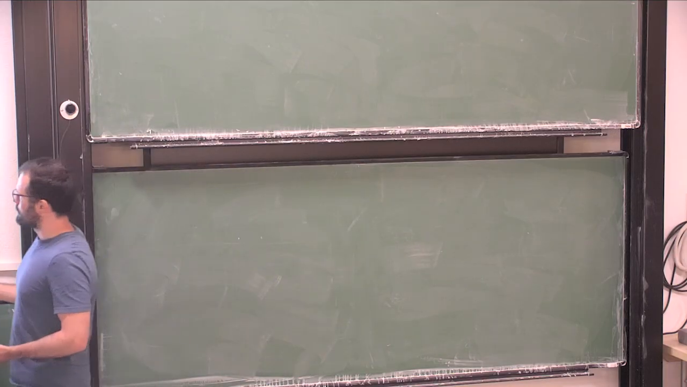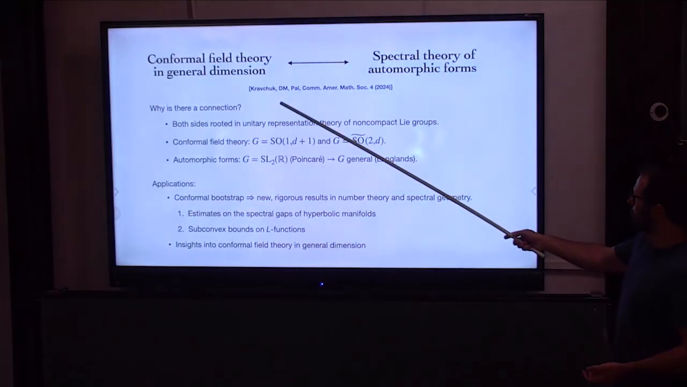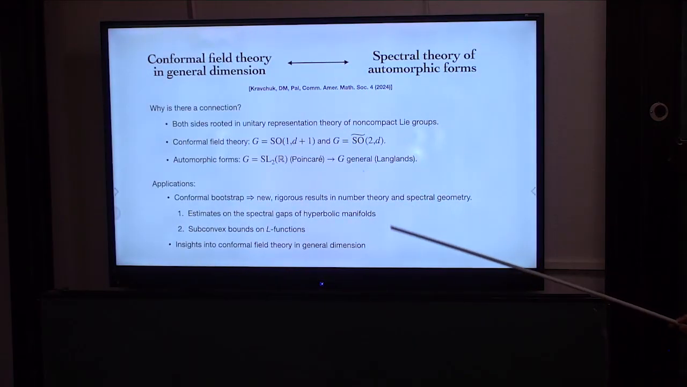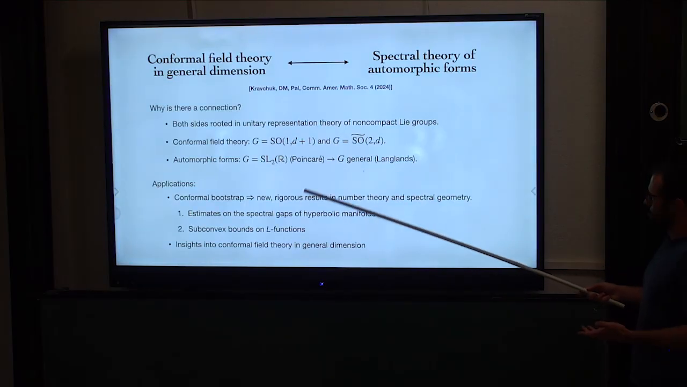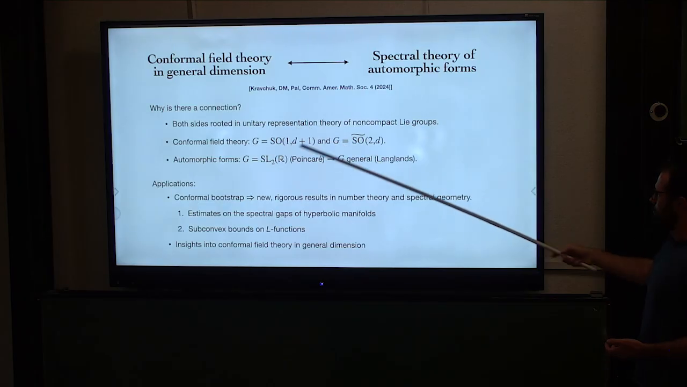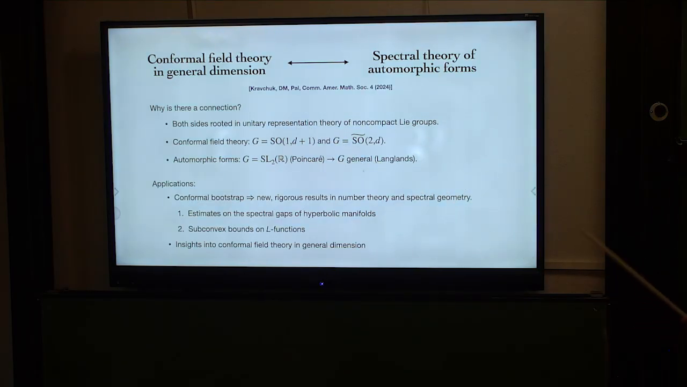So this connection goes back to this paper that I wrote with Petr Kravchuk and Sridip Pal a few years ago. And so why should there be such a connection? The main idea is that both sides are very, very deeply rooted.